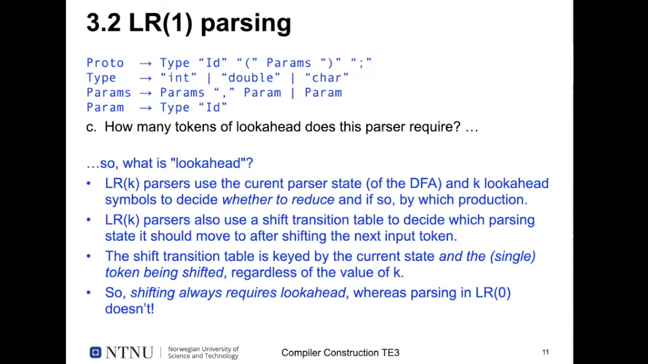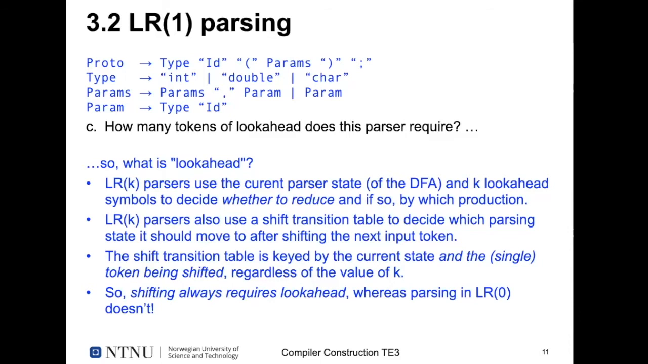The third question was, how many tokens of look-ahead does this parser require? And this question was actually intended to make you think about what look-ahead actually is. So an LRK parser, a generalized parser with K characters look-ahead, uses the current parser state of its DFA and K look-ahead symbols to decide whether it should reduce. So if that state on the stack is reducible, or if it should not reduce. The other option is to shift, obviously. And if it decides to reduce, which production to use.